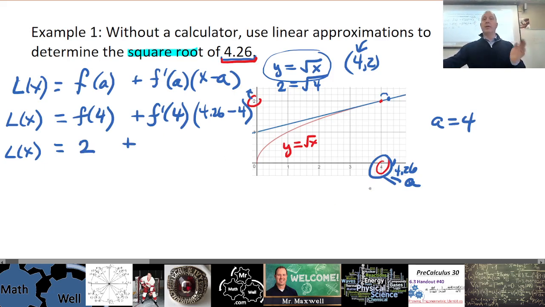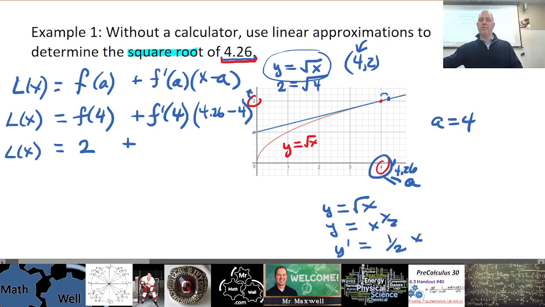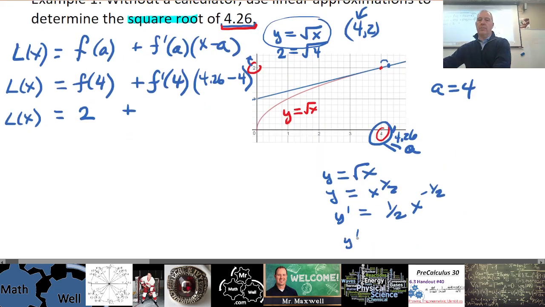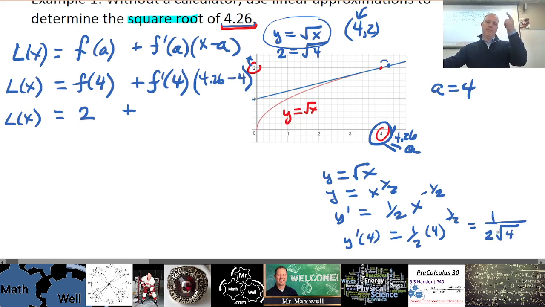This is going to take a little aside note. We have y equals root x, that's actually y equals x to the 1/2. If I want to take the derivative of that, that's going to be 1/2 x to the negative 1/2. And so y prime evaluated at 4 is going to be 1/2 times 4 to the negative 1/2. That's 1/2 times 1 over root 4, or 1 over 2 root 4. That's going to be 1 over 2 times 2, or 1 over 4. Snuck that in there. All right, everybody good with that? 1 over 4.